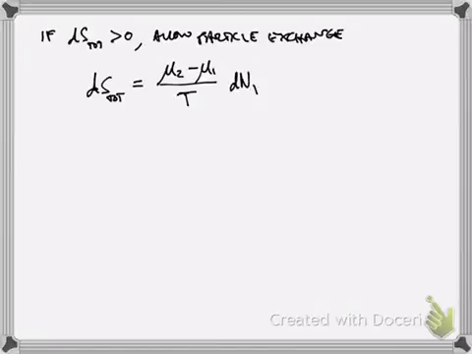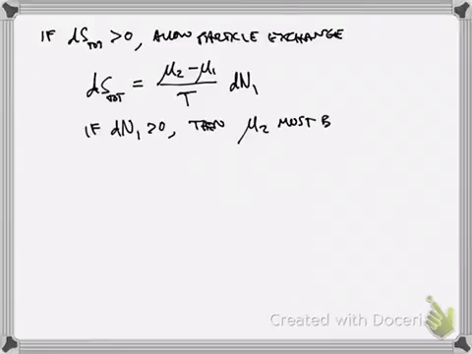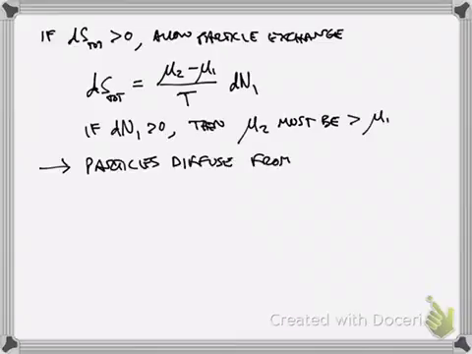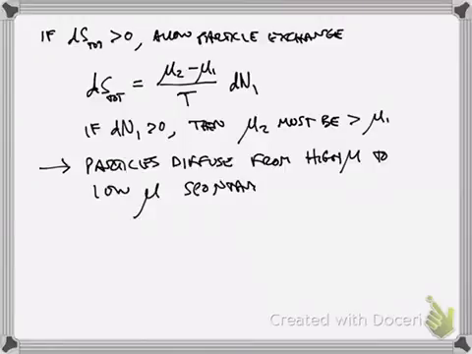times dN1 there. So what does this mean? If dN1 is greater than 0, then mu2 must be greater than mu1. Or in other words, particles diffuse from high mu to low mu spontaneously. That's the thing that happens when you have a difference in chemical potential.